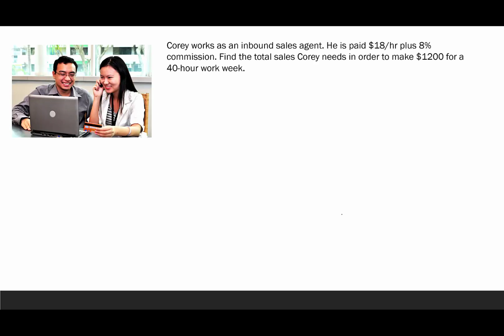Corey works as an inbound sales agent. He's paid $18 an hour plus 8% commission. Find the total sales Corey needs in order to make $1,200 for a 40-hour work week. So in a 40-hour work week, we know Corey is making $18 an hour, so we're going to do 18 times 40. That gives us our base of where we're starting, which is $720.